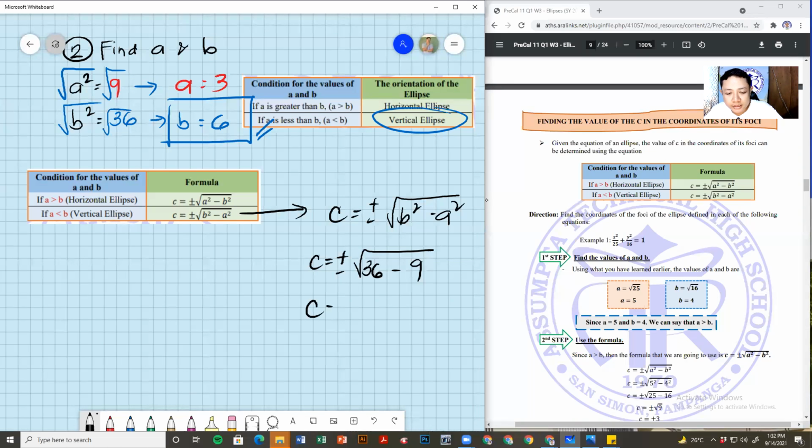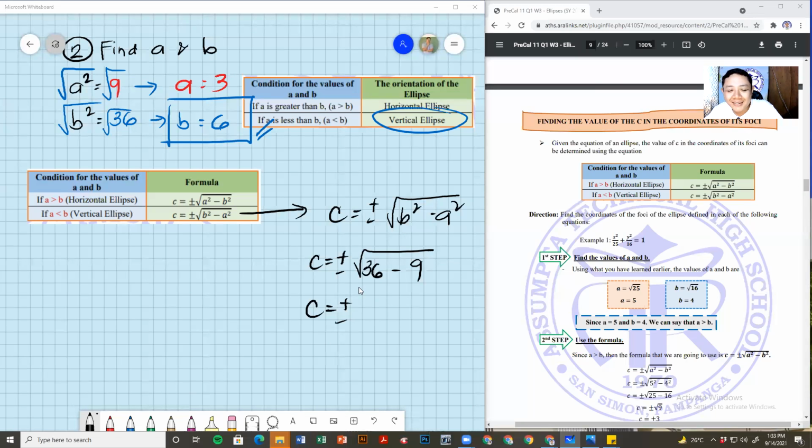And what do you think is the value of C now? Positive, negative what? Type your answer in the chat box, please. What is the value of our C from this given? Type the answer in the chat box. Let me see. 3. There's a question mark. 1. 5. Let's see the rest. Square root of 27. Okay. OMG, what's happening to these learners? Simple subtraction, what's happening to us?